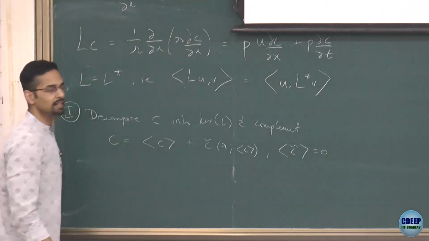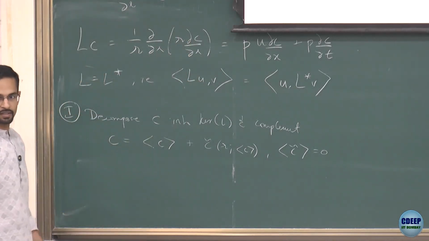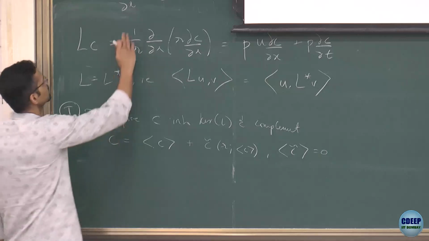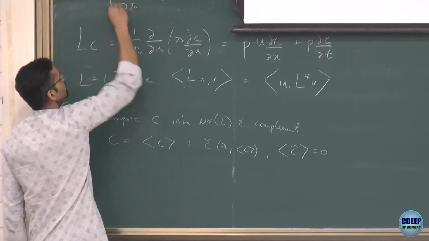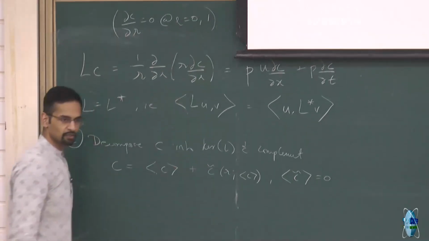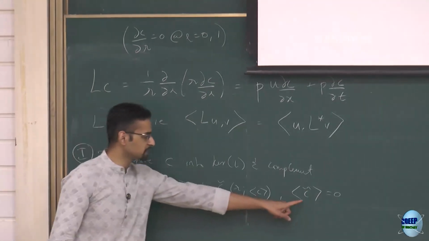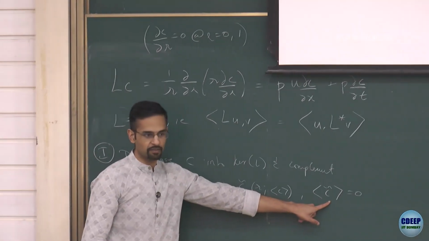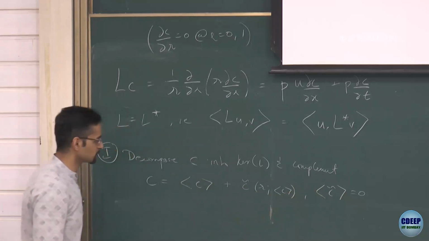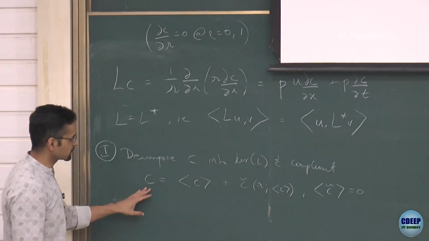Right? At the center line, it's symmetric. At the walls, you have no flux. Okay. So those same boundary conditions, of course, will carry on to C tilde. Right? But in addition, you have this condition that its average must be 0. We'll see where one has to use it. Okay. So that is the decomposition.